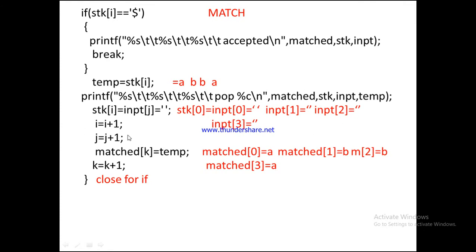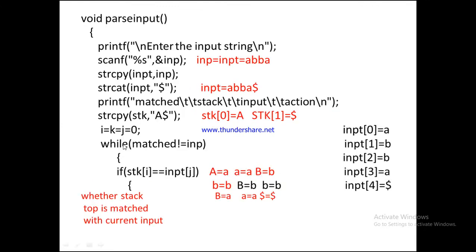I will be incremented, and j, I will become 1 and j will become 3 now. Okay, again it is matched, will be now ABB. Matched is now ABB. K will be incremented to 3. Again I will come here, checking whether ABB is equal to ABBA. No. Then again I will enter here. Now I will check whether the cap B is equal to B. Now input of j is 3. Okay, so input of 3 is A.